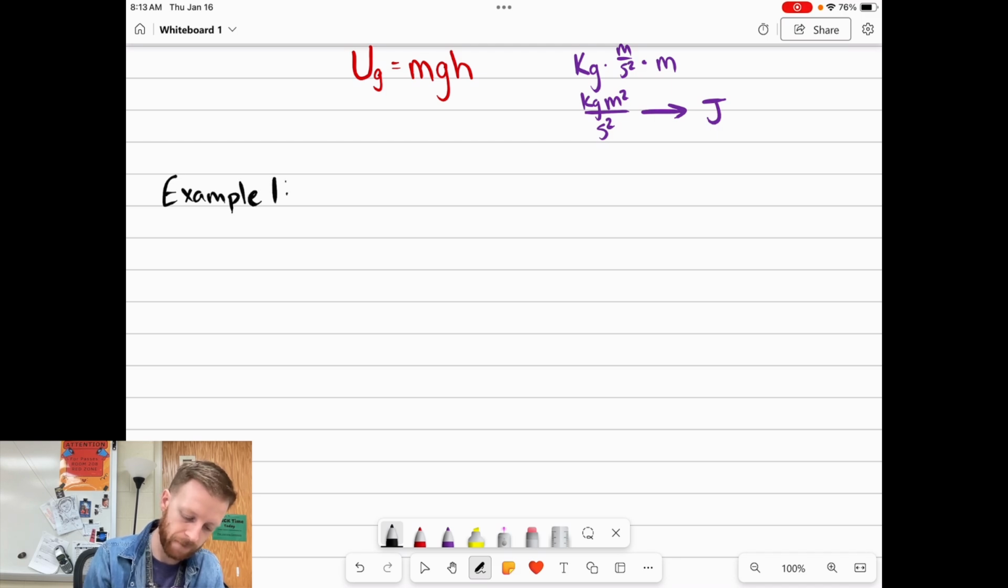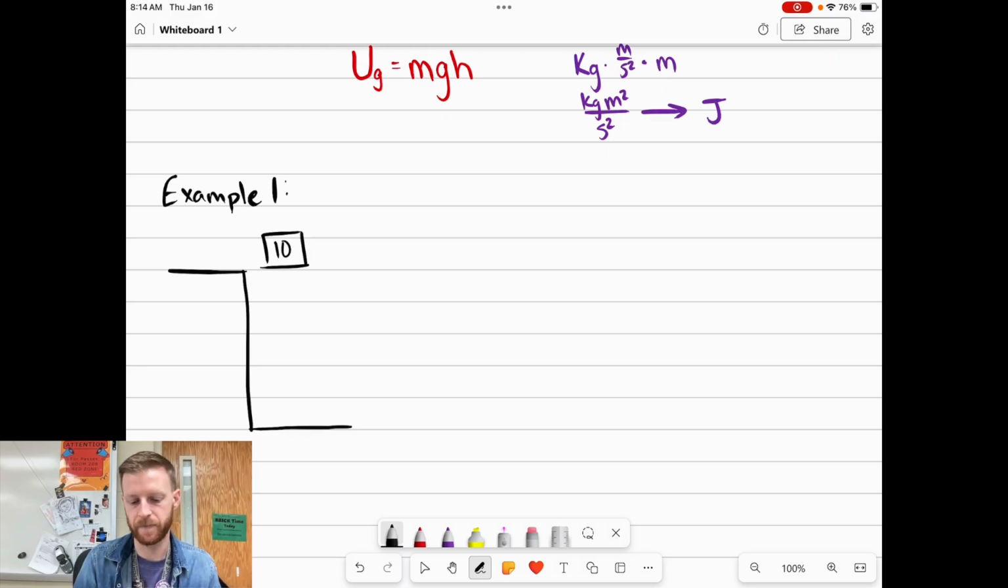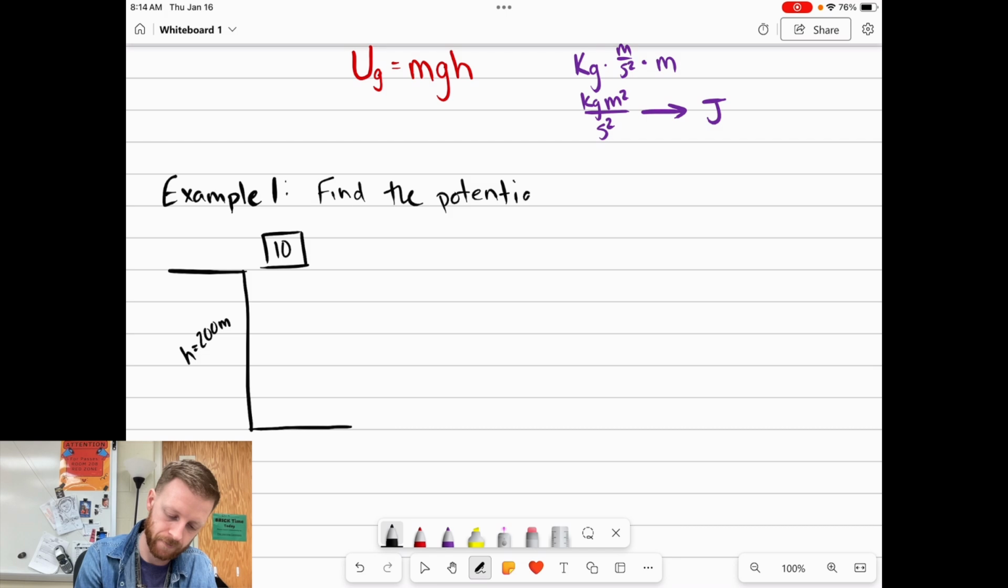Example 1 is going to be a picture. I'm going to have an object up here, a box of some kind. That box is going to have a mass of 10 kilograms, and it's going to be sitting on a cliff that has a height, h, equal to 200 meters. So that object's going to be pretty high up in the air, and we're going to release it. But before that, our goal is to find the potential energy. So I need to find U_G.